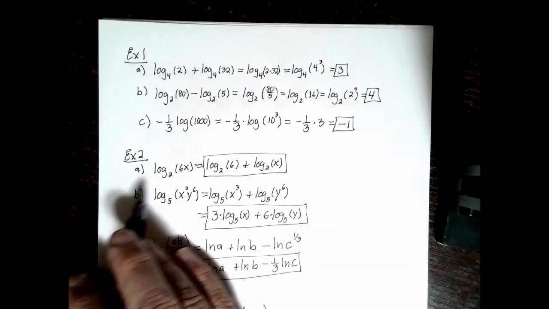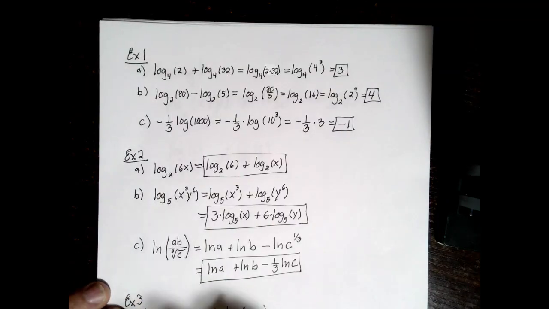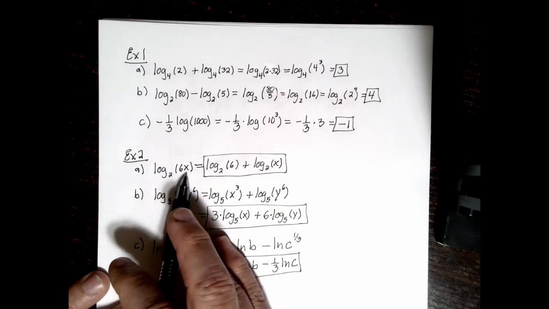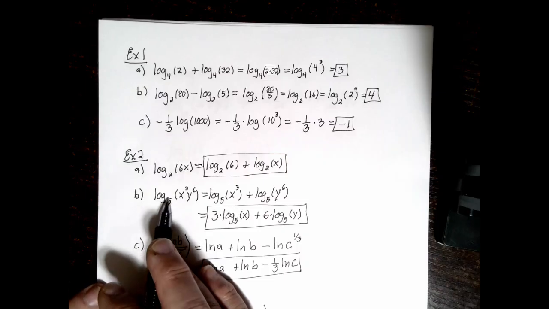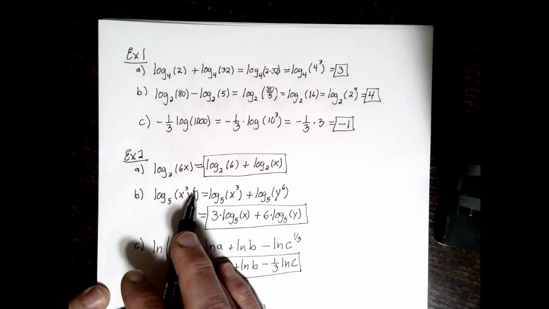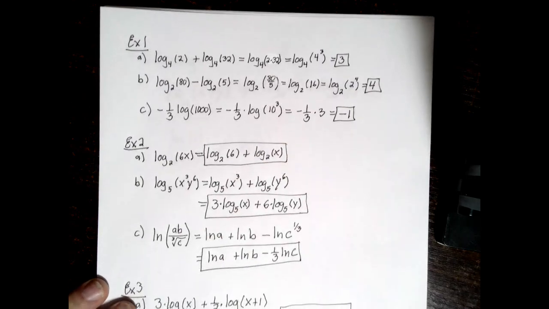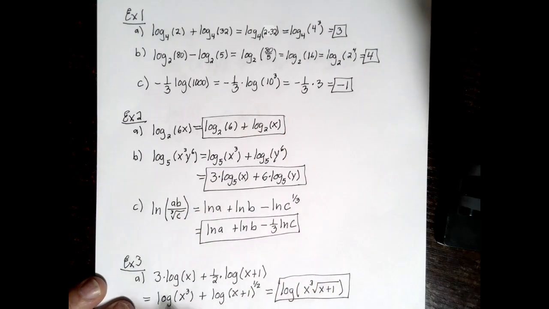Alright, now here they want you to be able to break up these logs, and then the next example will ask you to bring logs together. So log of 6 times x becomes log of 6 plus log of x. Log of x cubed y to the 6th equals log of x cubed plus log of y to the 6th. And then you can also bring the exponent out front.